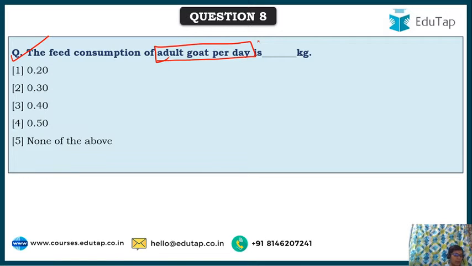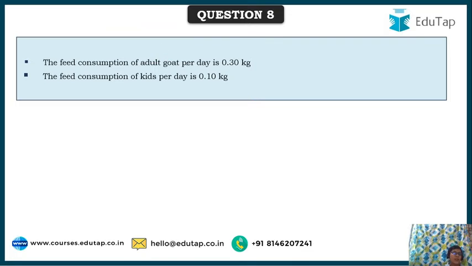Okay, since I'm not getting any answers from you guys, I'm providing you with the answer. It's 0.3 kg. As you can see, for an adult goat, it's 0.3 kg. But if it's a kid, then it is 0.1 kg only.